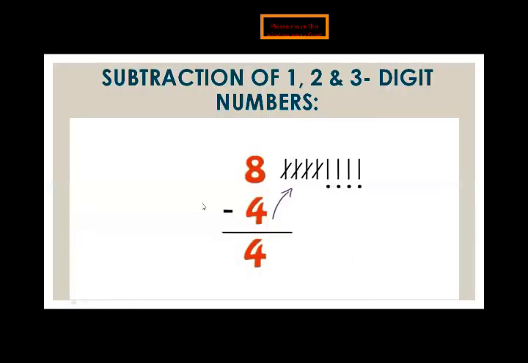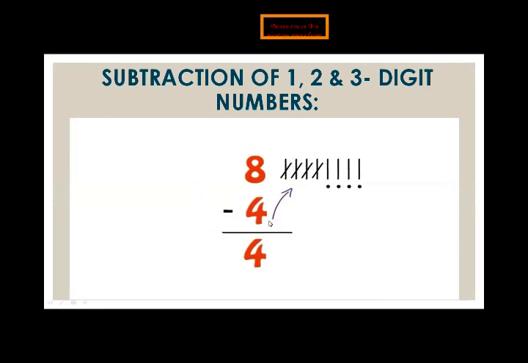Okay. Here you see subtraction of 1, 2 and 3 digit numbers. On your screens, first, these are one digit number subtractions. Here you see that 8 is subtracted from 4, and you know that the rule is, whenever we subtract, the upper digit must be bigger than the smaller digit. Here you see 8 is bigger than 4, so you can easily subtract it. When you subtract 4 from 8, what remains? 4. Here you see lines 1, 2, 3, 4, 5, 6, 7, 8.